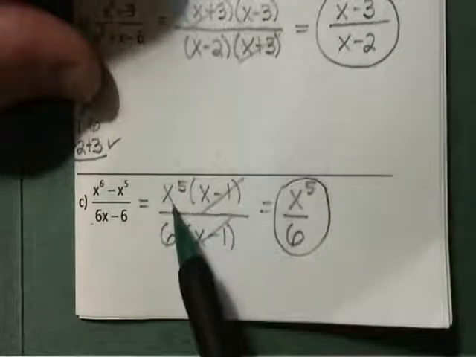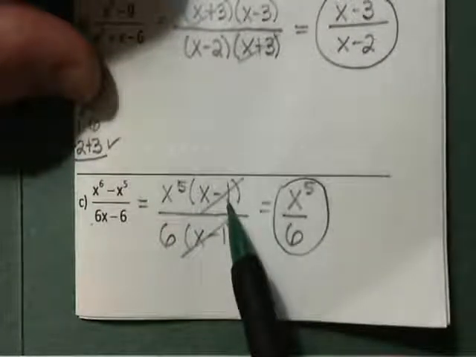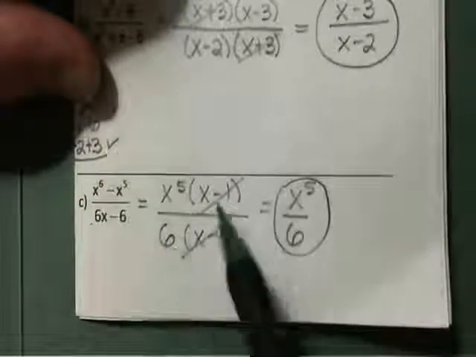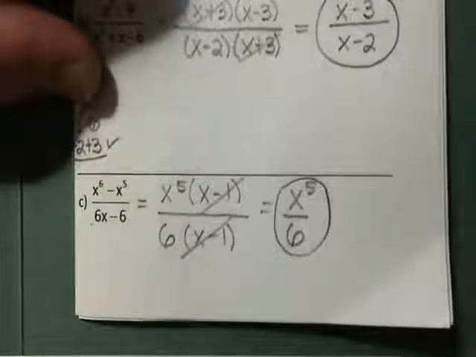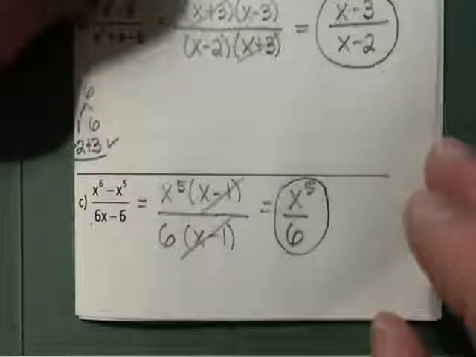Basically, I factor out x to the 5th. I got x minus 1. And here I factor out a 6. Cancel the x minus 1, got x to the 5th over 6. Okay, so let's go ahead and turn the page now and look at some more problems where we're going to simplify the rational expression.